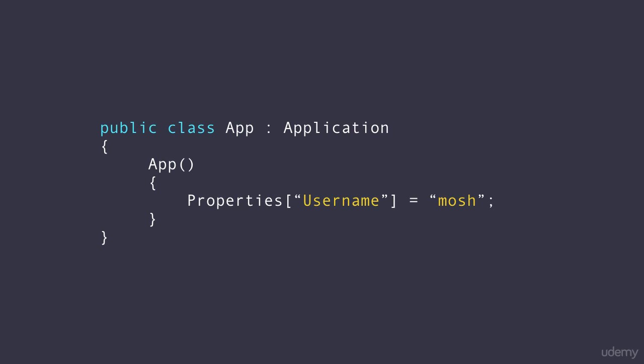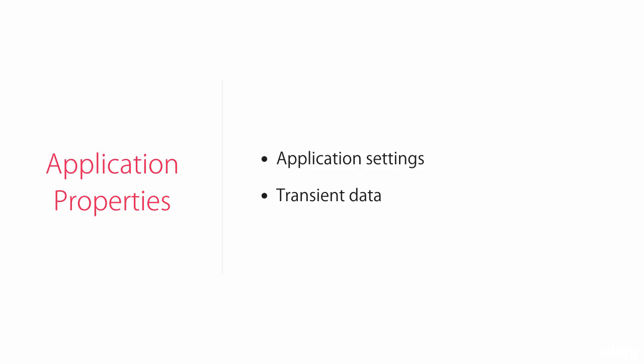So we don't have to write any data access code. All we have to do is to put some objects in this dictionary. Now, even though we can put any objects in this dictionary, it's better to use it only for simple values like integers, booleans, strings, date times, and so on. If you want to store a complex object into this dictionary, you need to serialize it as JSON. And then when the application wakes up, you need to manually deserialize this. So even though we can store complex objects in this dictionary, it's better to reserve this option for storing simple values. So basically we use application properties for simple application settings or transient data.